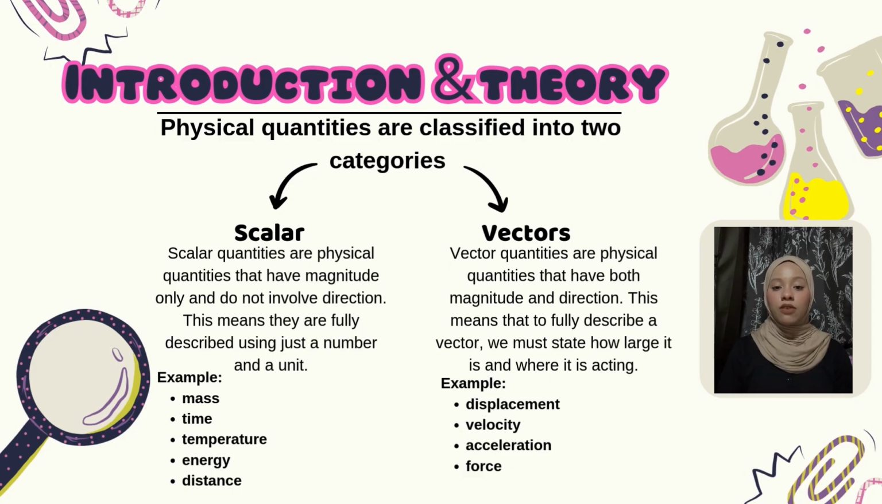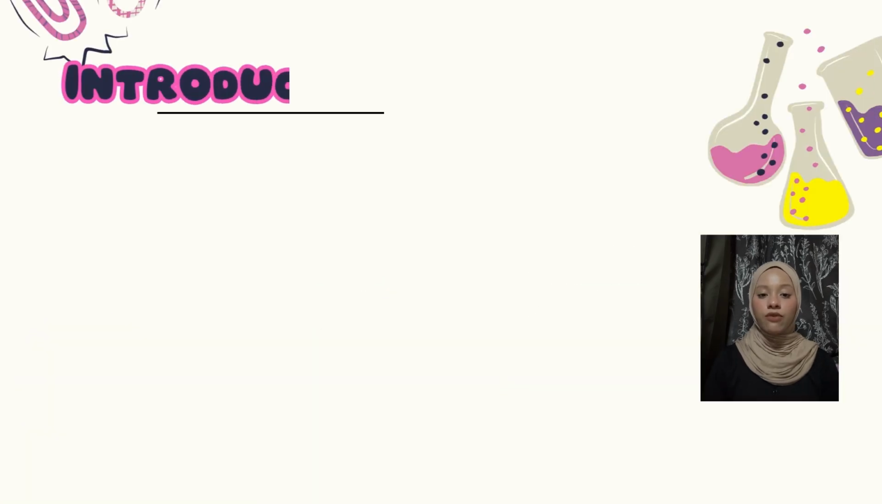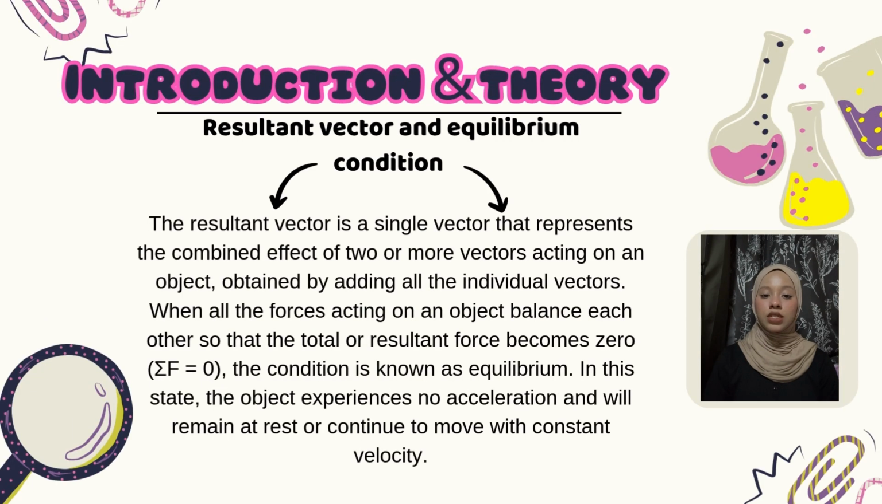Vector quantities are physical quantities that have both magnitude and direction. This means that to fully describe a vector, we must state how large it is and where it is acting. For example, displacement, velocity, acceleration, and also force. For the next slide, we have resultant vector and equilibrium condition.